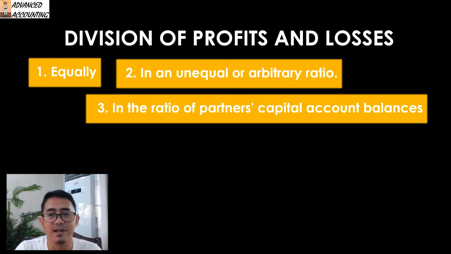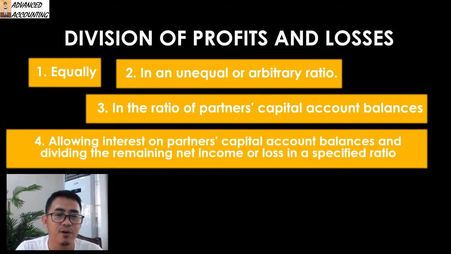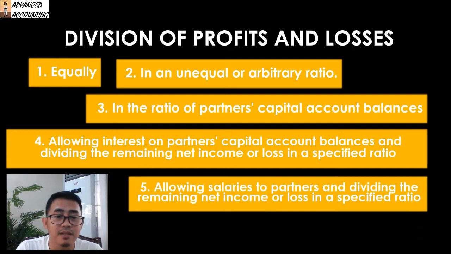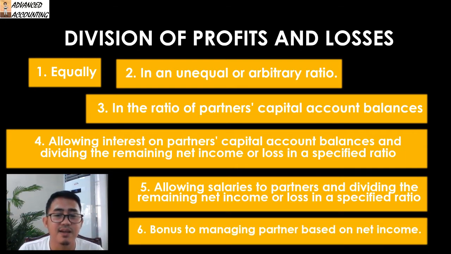Second is in an equal or arbitrary ratio. Third is in the ratio of partners' capital account balances. Fourth is allowing interest on partners' capital account balances and dividing the remaining net income or loss in a specified ratio. Number five, allowing salaries to partners and dividing the remaining net income or loss in a specified ratio. And number six, bonus to managing partner based on net income. All of this will be discussed, but in this video, we will only discuss the first three manners of division of profits and losses. The remaining three will be discussed on the next video next week.